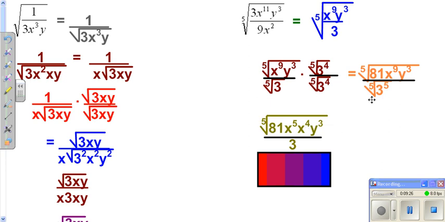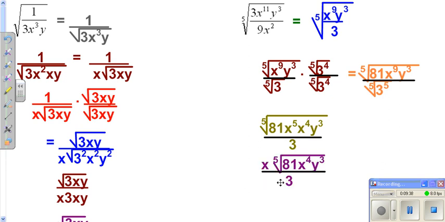Now you got to ask yourself, does this simplify? Well, yes, you have an x to the 9th, which is bigger than your 5th power in front. So you can write your x to the 9th as an x to the 5th and an x to the 4th. Pull that x to the 5th out, and then you're left with just your 81, your x to the 4th, and your y cubed.